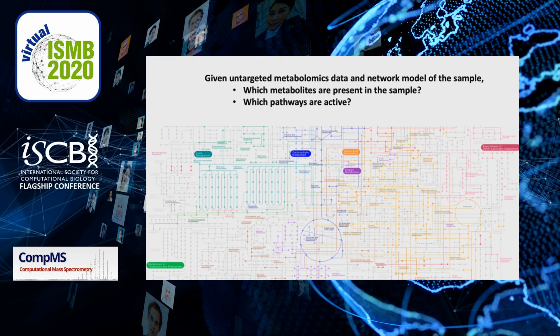My presentation is about the interpretation of untargeted metabolomics data in the context of the biological sample. Given a set of metabolomics measurements and a network model corresponding to the biological sample, I'm interested in investigating two questions. Which metabolites are present in the sample, and which pathways are active? Here, we call a pathway active if the likelihood that the pathway generated the observed measurements is above a particular user-defined threshold. Our goal in this work is to answer these two questions using probabilistic modeling.